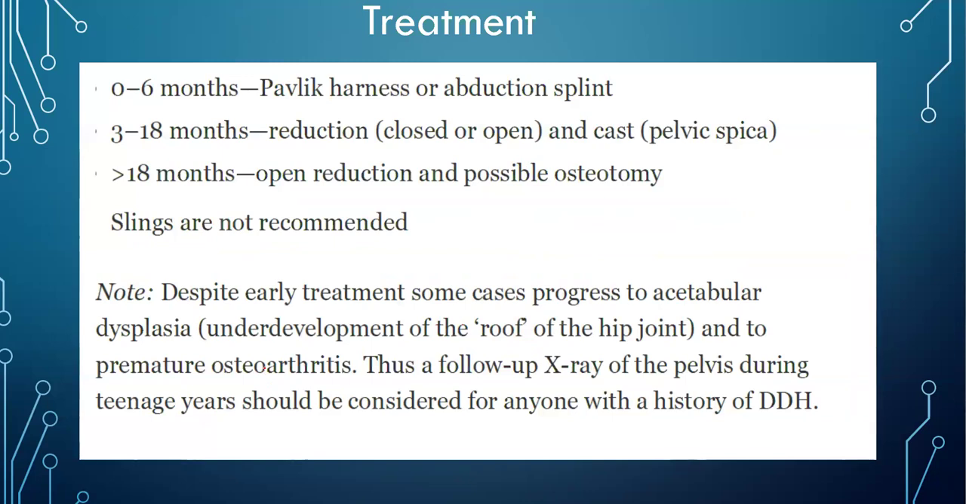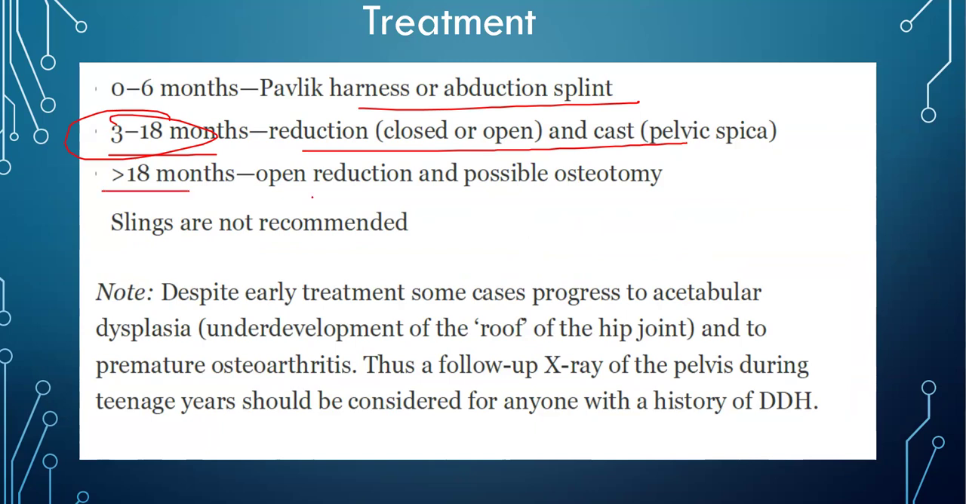Treatment. If you find this out in the initial 6 months, then put the patient in a pelvic harness or abduction splint. If it is 6 to 18 months, then the orthopedic surgeon will do a reduction followed by a cast, and more than 18 months will need open reduction.